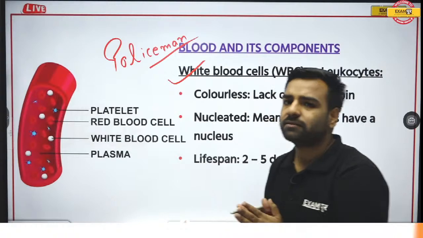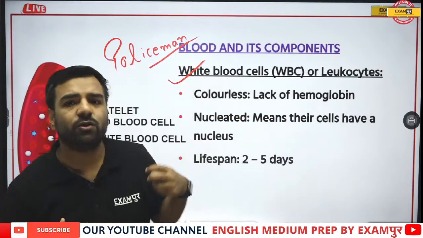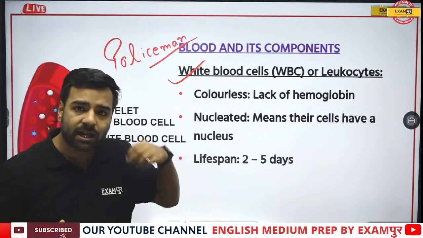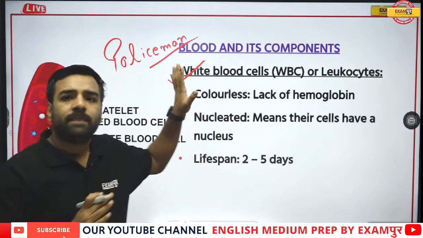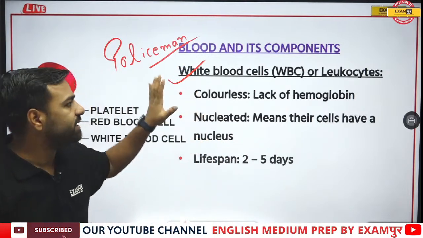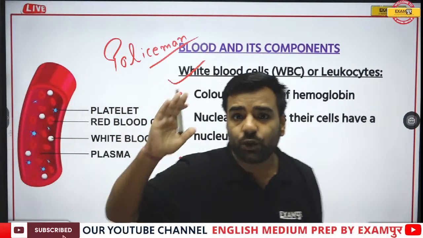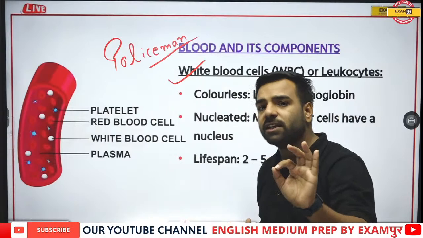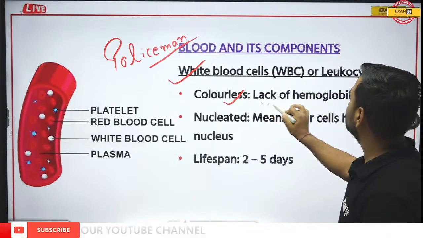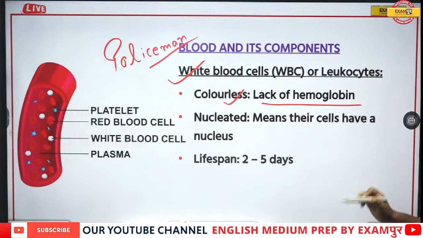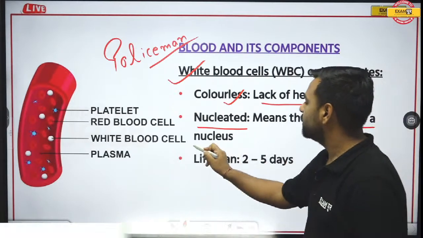In a similar manner, our body doesn't want viruses or bacteria to come there. In short, our body wants prevention from microbes. So that prevention is given by our WBC, white blood cell, which is acting like a policeman and is providing you immunity. It is colorless because there is no hemoglobin. Apart from that, it is nucleated, which means the cells have a nucleus.